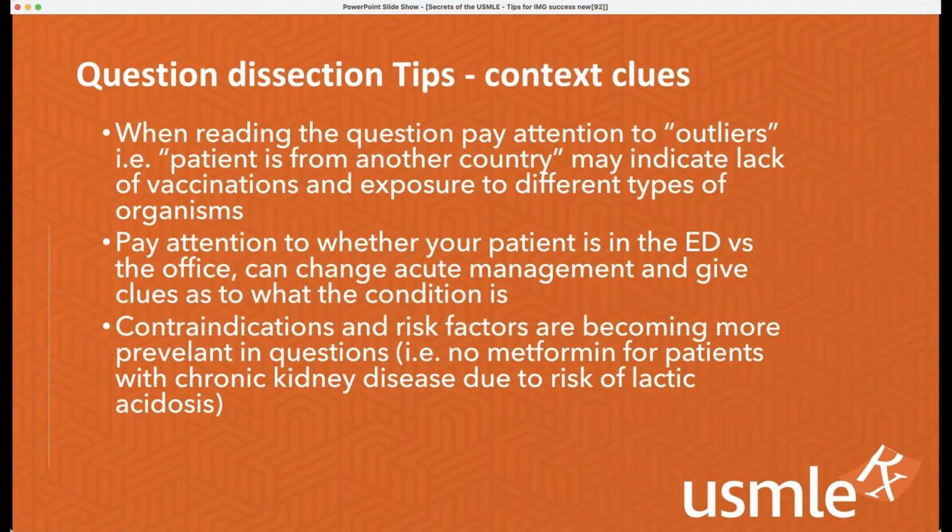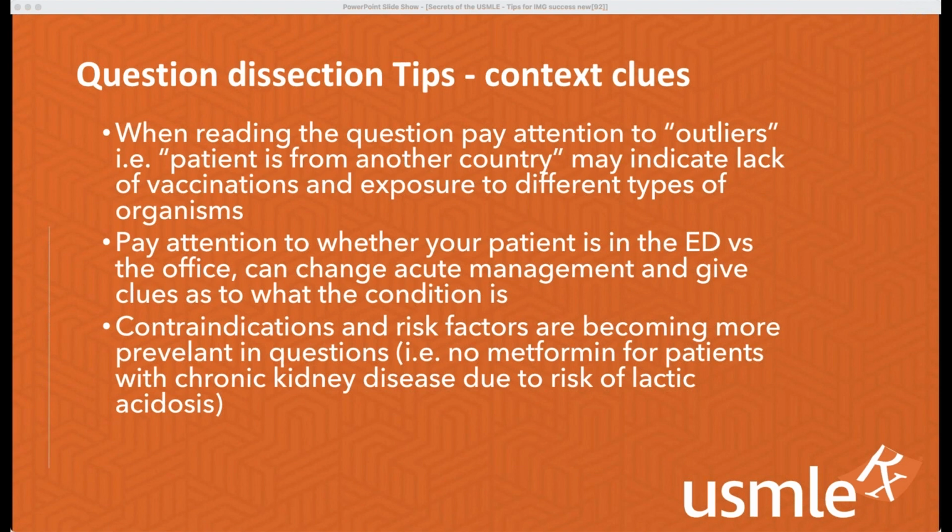So beyond that, the questions and the vignettes that you guys will encounter will have things like outliers. Okay, if they say patient has immigrated from this country, it may indicate a lack of vaccination or exposure to different organisms that maybe United States patients may not have been exposed to. Okay, obviously paying attention to things like setting, where the patient is, ED versus office. If I'm having a heart attack, I'm not going to see my primary care, I'm going to the emergency room. So you kind of have an idea in your mind of, okay, this is acute management. I have to go through my acute management checklist.